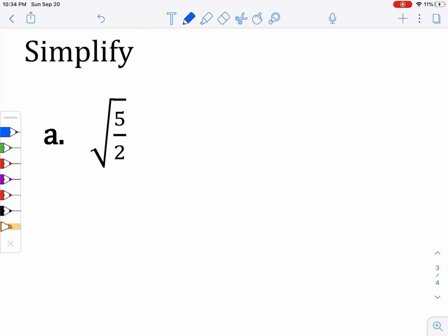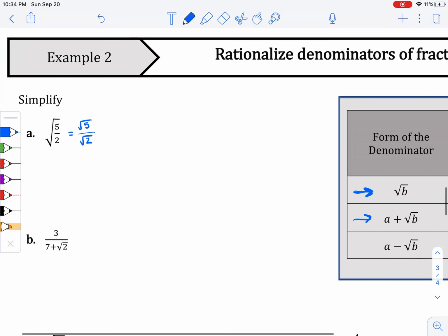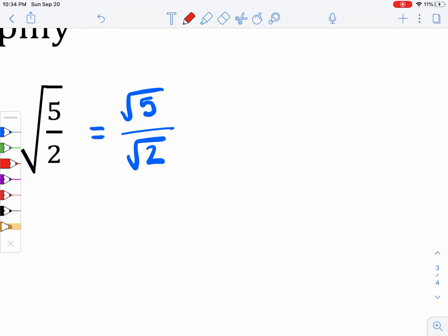For part A here, I want to simplify the square root of 5 over 2. Remember, you can always split this into the square root of 5 over the square root of 2. And then that table says, okay, which form is our denominator in? In this case, it's in the first one. So I want to multiply this by the square root of 2 over the square root of 2. It's important that you multiply by the same thing in the top as in the bottom because we're essentially multiplying it by 1.